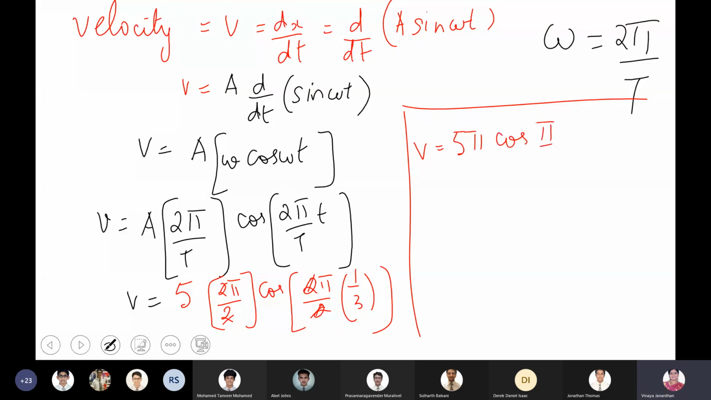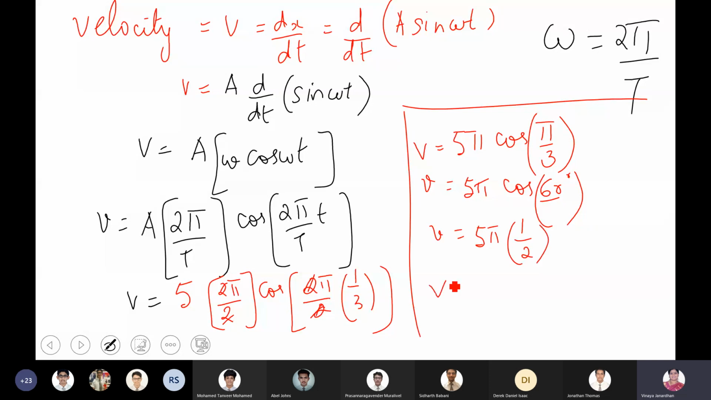What is cos pi by 3? 60 degrees. So V is equal to 5 pi cos 60, which is half. So V is equal to 5 pi by 2 centimeter per second.